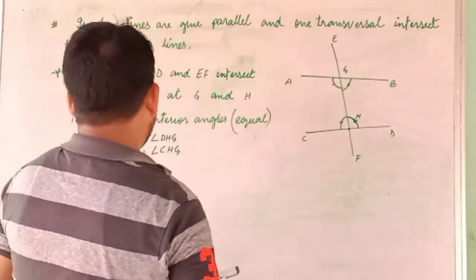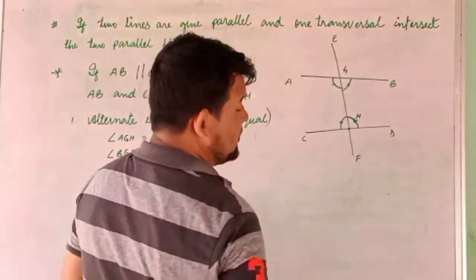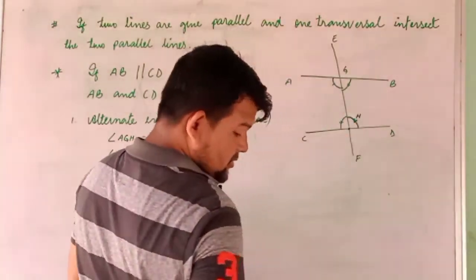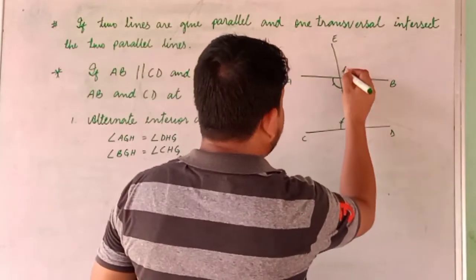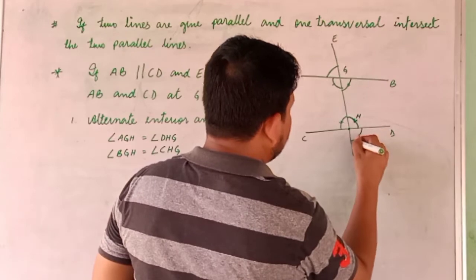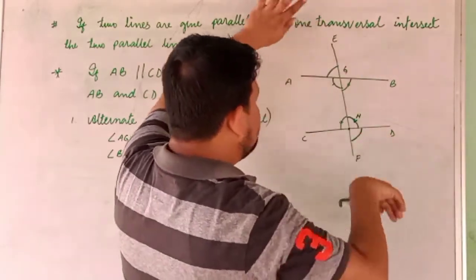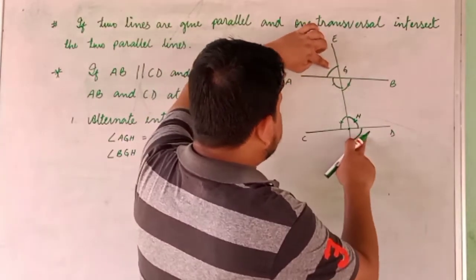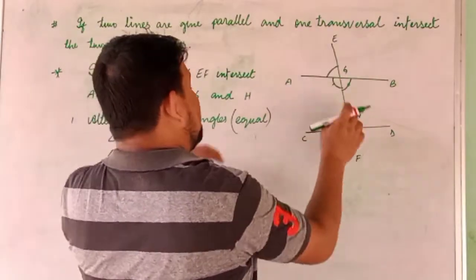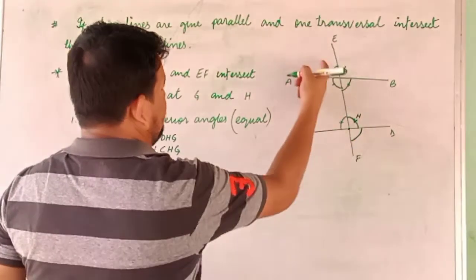Okay, so these two are our alternate interior angles, they're inside. And we can find them outside also. So now we can see outside also, that means this angle and this angle, these are outside, and they're also alternate, but they're outside the parallel lines. So what we can say, this is also alternate, but this is not alternate interior, this is alternate exterior, outside. And they will also be equal to each other.